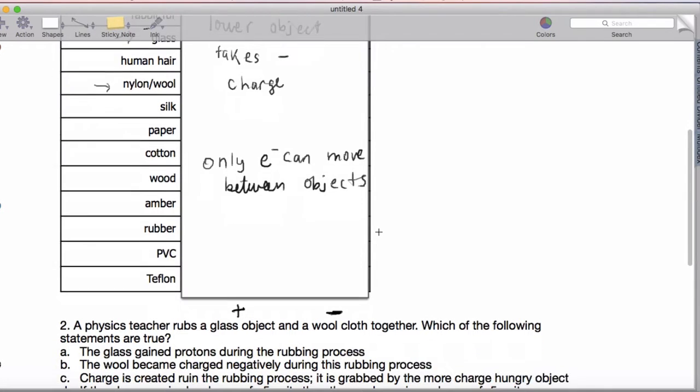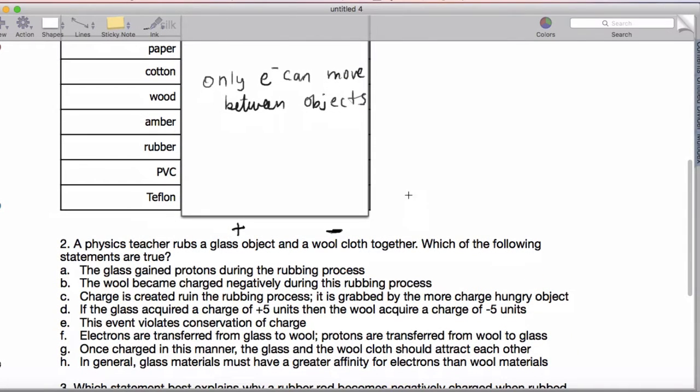So with that in mind, let's be clear. First, if only electrons can move, we cannot gain or lose protons. That removes choice A as a possibility. Now, we already decided by looking at the triboelectric table that the wool does not become positively charged. One other rule I want to be clear on.